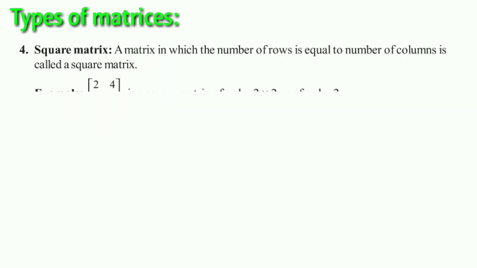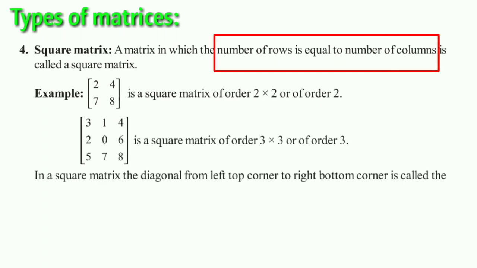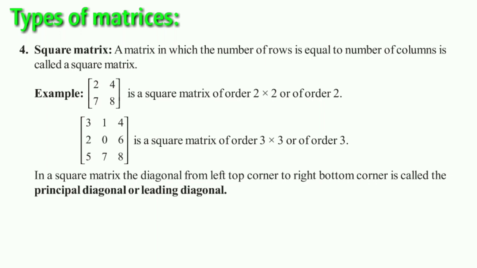Square matrix. A matrix in which the number of rows is equal to the number of columns is called a square matrix. Example, the first one is a square matrix of order 2 cross 2, or also we can read that as order 2. The second one is a square matrix of order 3 cross 3, also we can read that as order 3. In a square matrix, the diagonal from the left top corner to the right bottom corner is called the principal diagonal or leading diagonal.